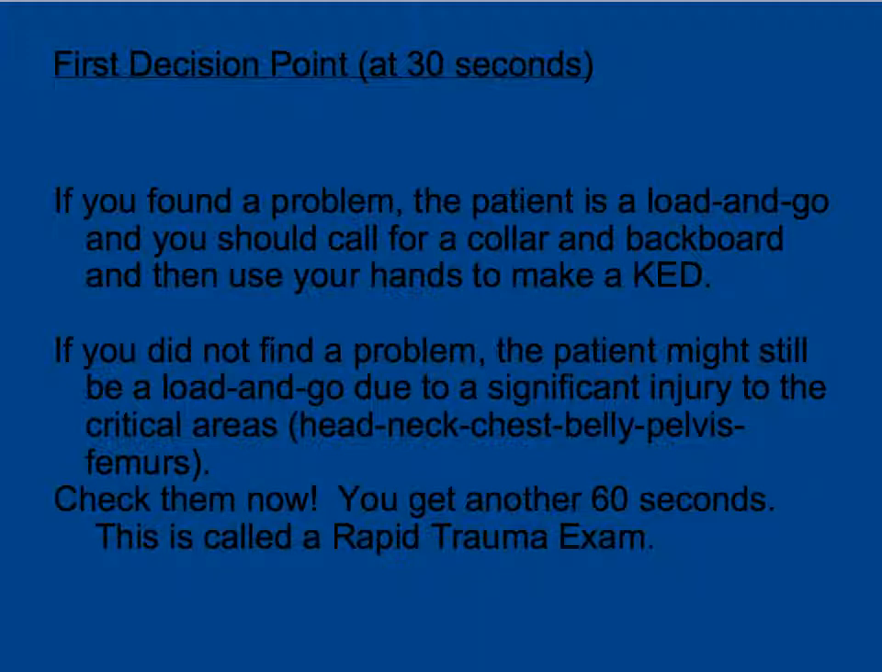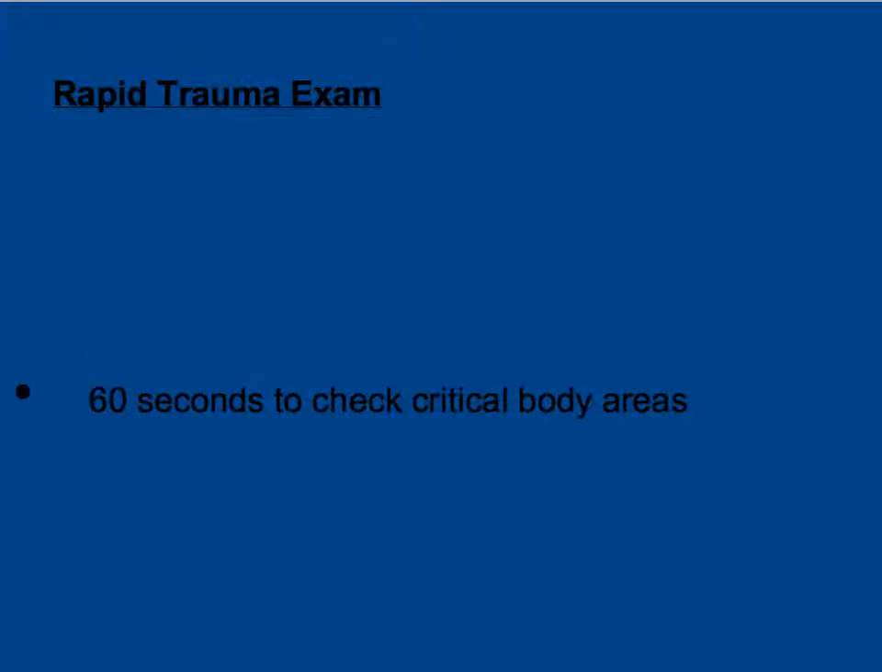You have another 60 seconds to do what's called a rapid trauma exam. The rapid trauma exam should be done when you find problems in your initial assessment while you're gathering backboard and preparing for rapid transport, but also if you haven't found anything in your initial assessment. Now you've got another 60 seconds to check those critical body areas. The idea here is to find all the life threats within the first minute and a half.